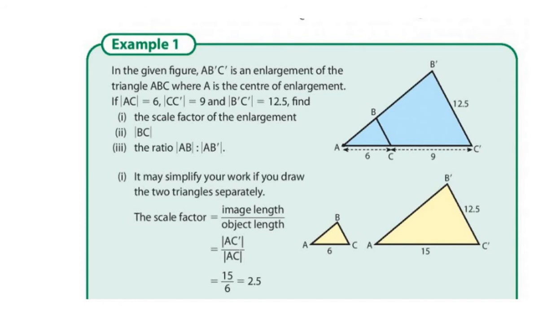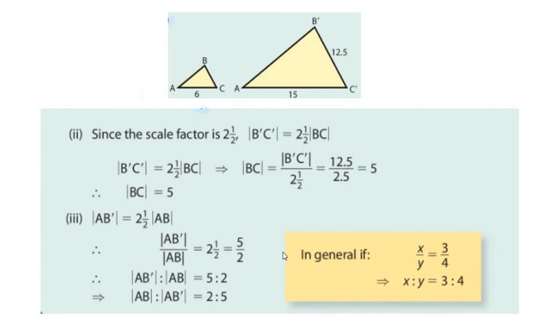So here's an example from the book. What we said is the scale factor is the length of the side on the image divided by the length of the corresponding side on the object. So we know the length of AC and we know the length of AC'. So AC' is the image divided by AC, the object's corresponding side. When we divide them, we get 2.5. To find BC, we know that B'C' is 2.5 times the length of BC. So we then divide 12.5 by 2.5 and we get the length of BC is 5.